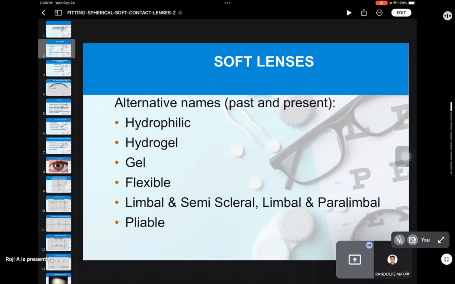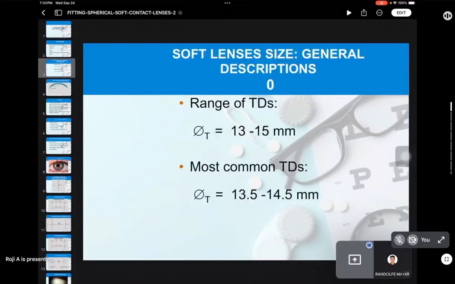So clear so far on our end? Okay, confirmed? All right. Now, as for design, soft lens size, we have a range of total diameter of 13 to 15. This is a rough range available, and the most common total diameter is 13.5 to 14.5.